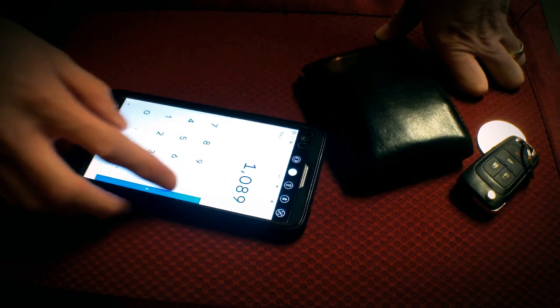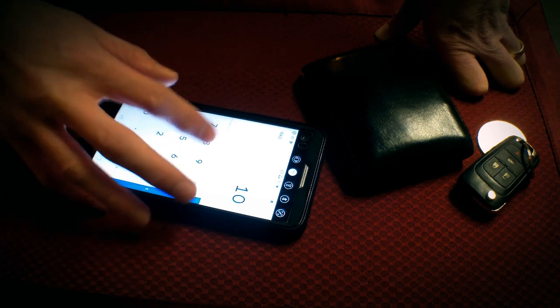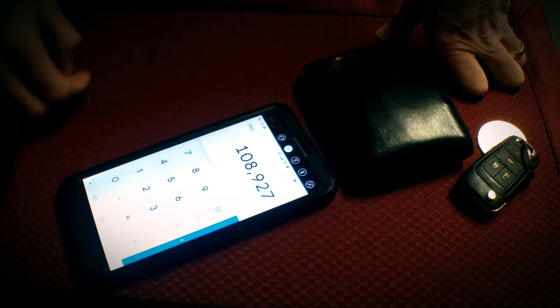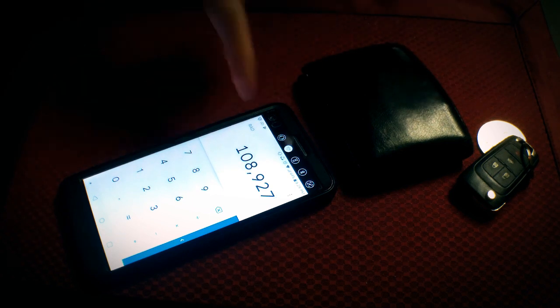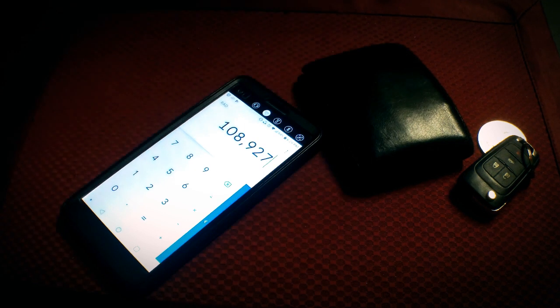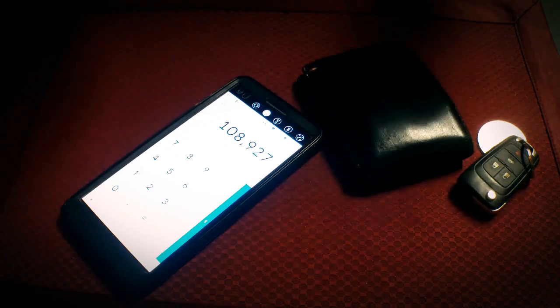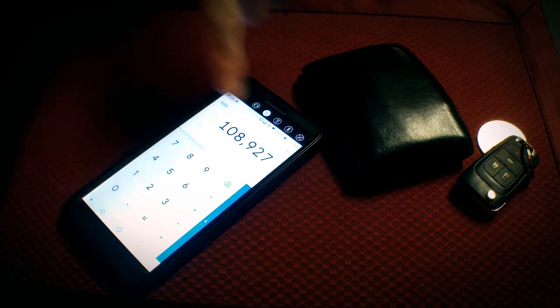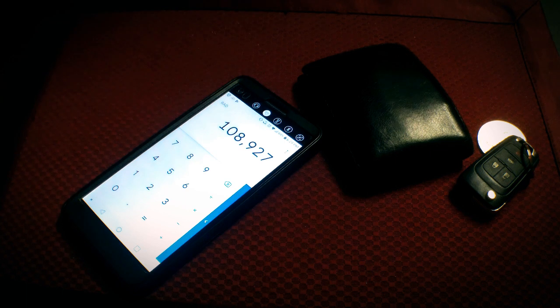Let me put this on here. So we have 108927. This is a 1 in a million chance that we would come up with that number if we were going 6 digits. It's actually 1 in 999,999, but 1 in a million that we would arrive at this number, this particular set of single digits.